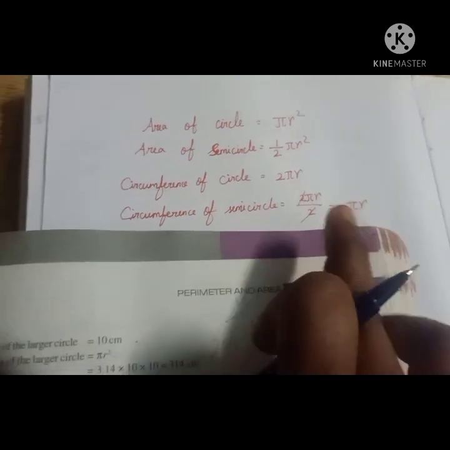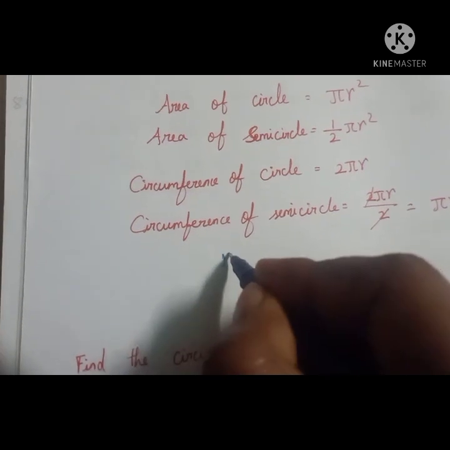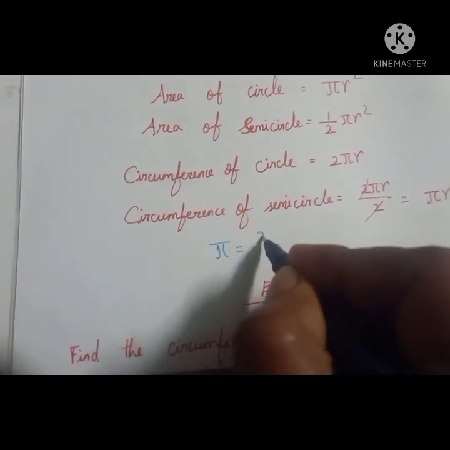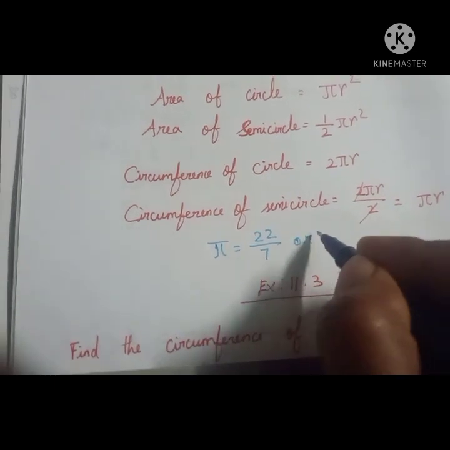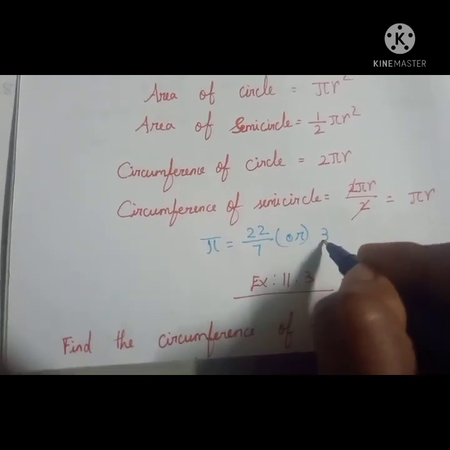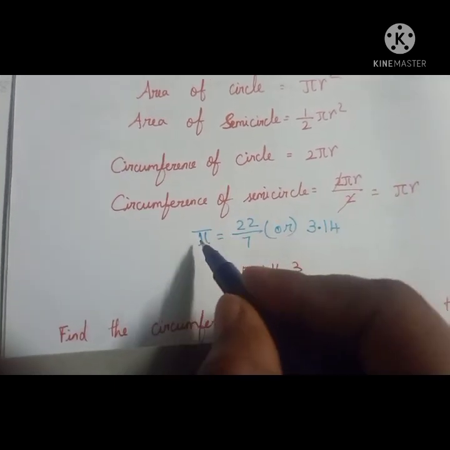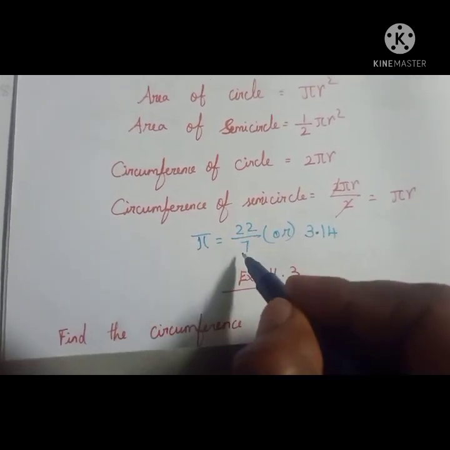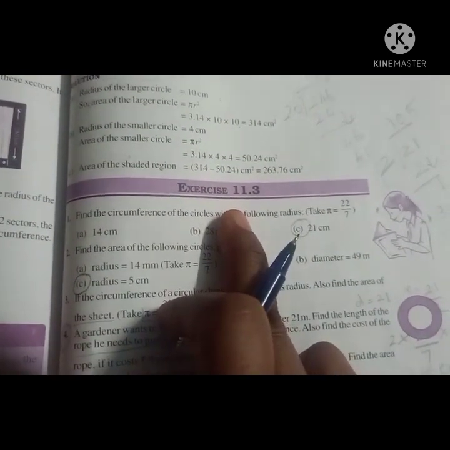What is the value of pi? Yes, of course, 22 by 7, or you can say in decimal 3.14. So you can substitute instead of pi 22 by 7 or 3.14. Let us move to the exercise 11.3.